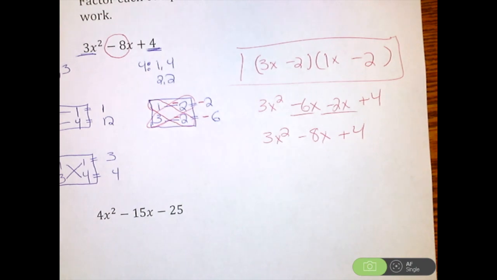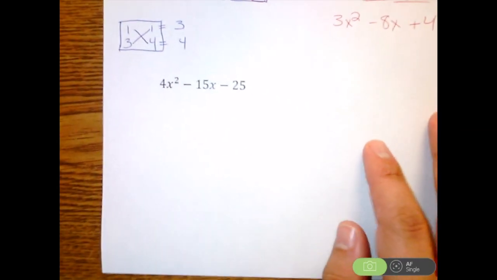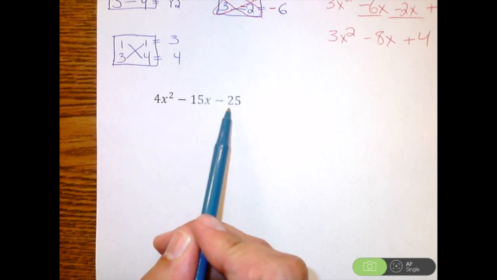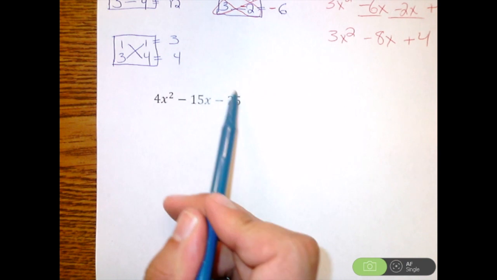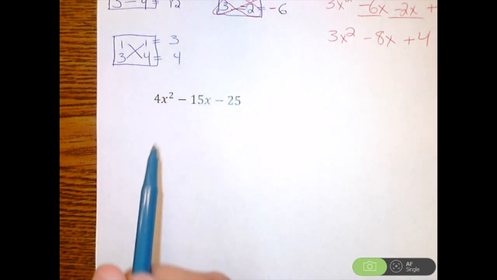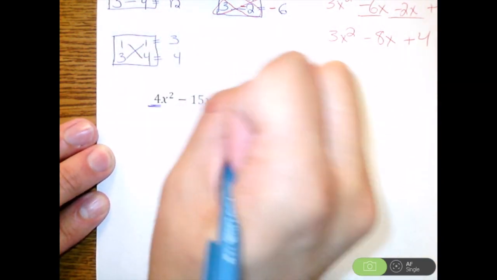Those are my answers. Really quickly, just because I think seeing a lot of examples of this box method really helps people out: 4x squared minus 15x minus 25. Again, looking for a GCF. This could be divided by 5. The 15 can be divided by 5. 4 is not going to be divided by 5. So we don't have a GCF. Always want to check for that.